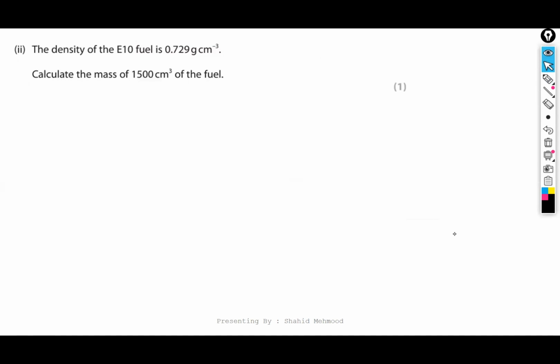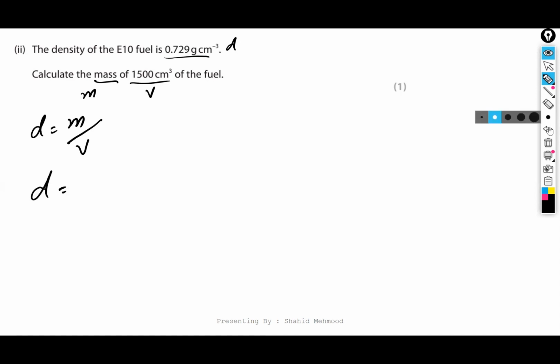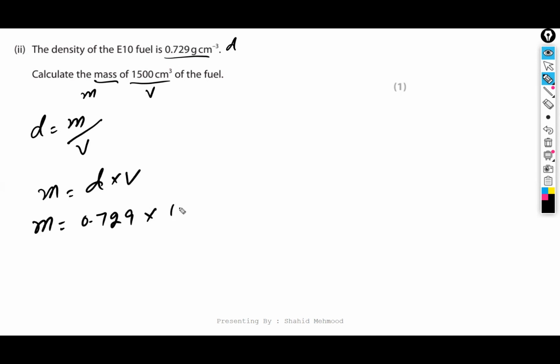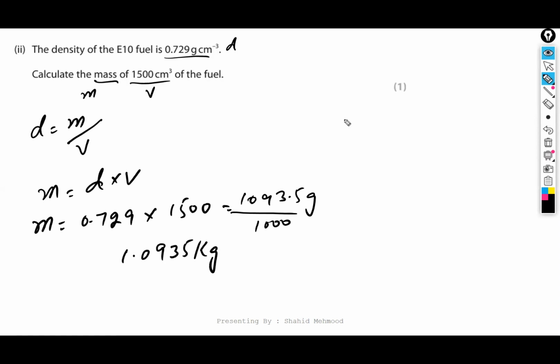The density of E10 fuel is 0.729 gram per cm cube. Calculate the mass of 1500 cm cube of the fuel. This is density, this is volume, and we are calculating mass. So density is equal to mass per unit volume, so mass is equal to density times volume. M is equal to 0.729 gram per cm cube times 1500 cm cube, and the answer will be 1093.5 gram. If you want to change into kilogram, divide by 1000 and we get 1.0935 kilogram.